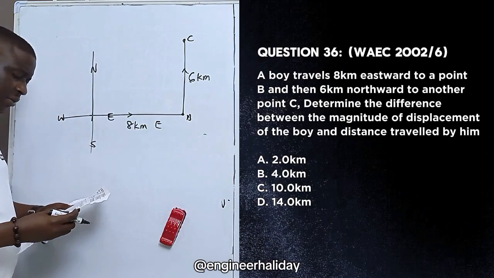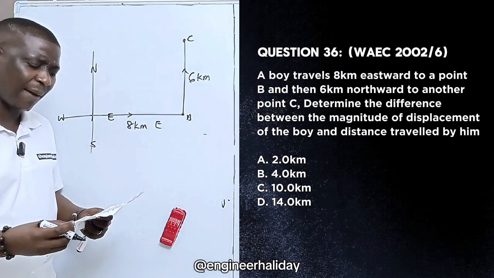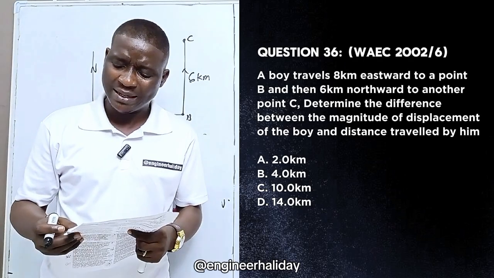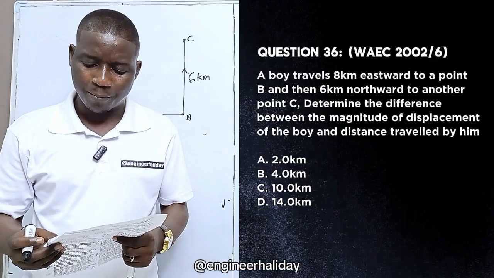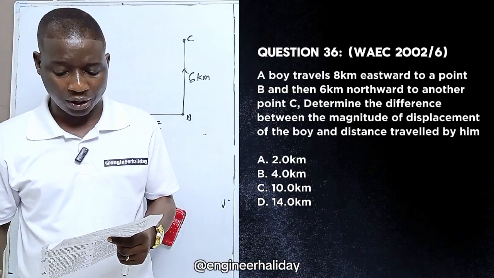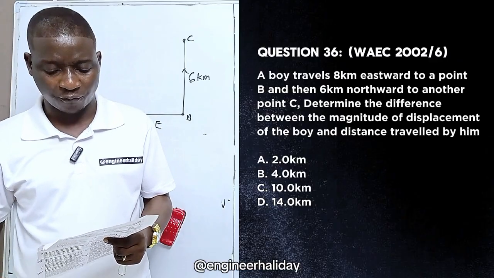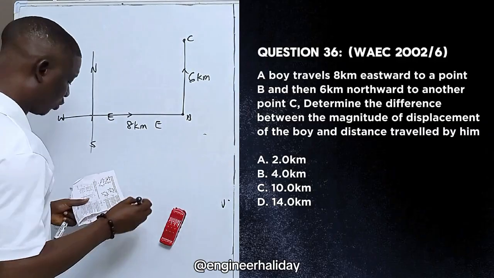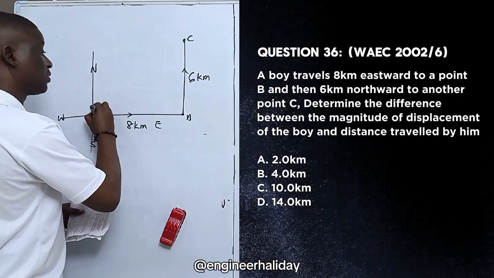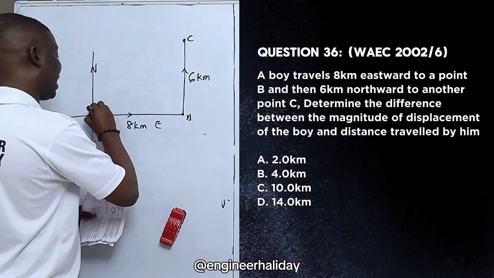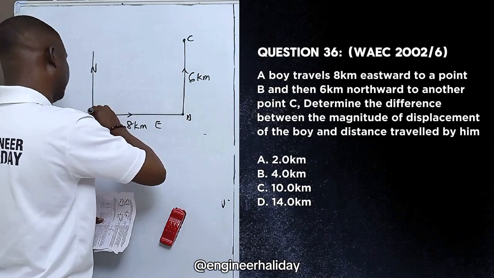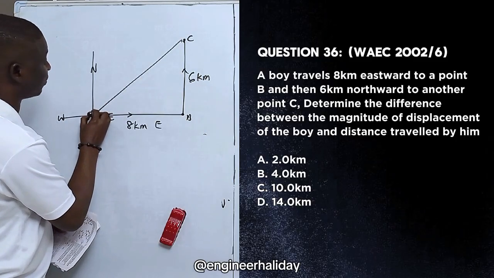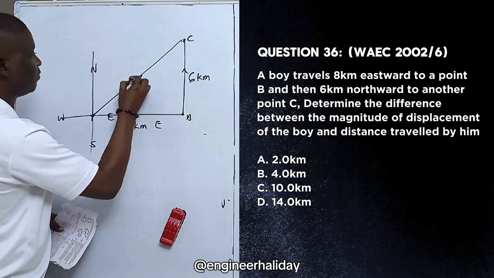And then 6 kilometers northward to another point C. Determine the difference between the magnitude of displacement of the boy and the distance traveled by him. So the second to the last question now before we round up. So this one will not be what? The starting point. I will draw a line to touch the sea. That is displacement for you, because displacement is measured from the starting point. So this is the displacement.